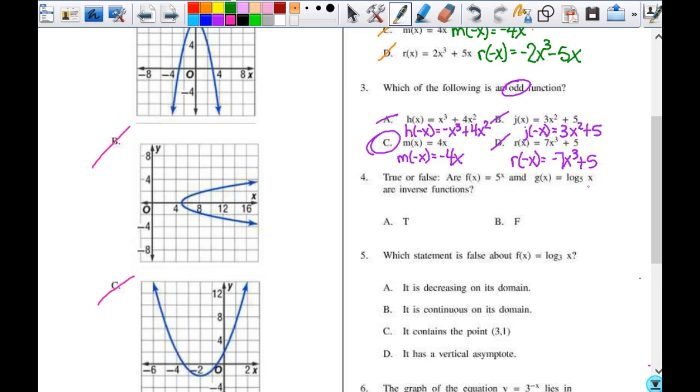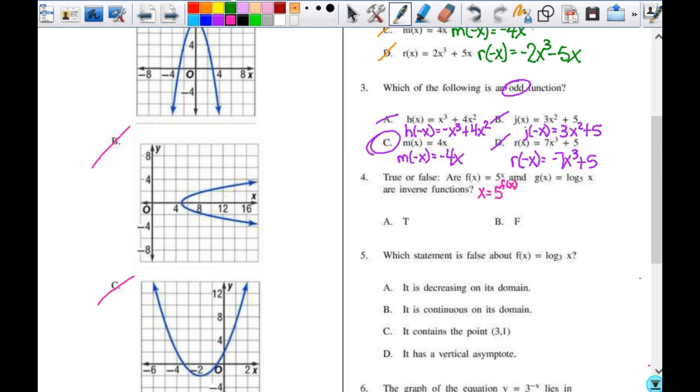To find the inverse, you have to exchange the places of x and y, and then you solve for y. So here, our f of x represents y. So if I take this and I'm going to change the place of x and y, so that means that x would now equal 5 to the f of x power. That's the inverse when you switch x and y.